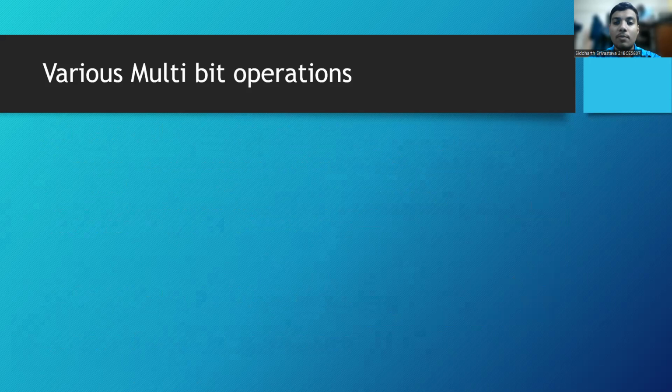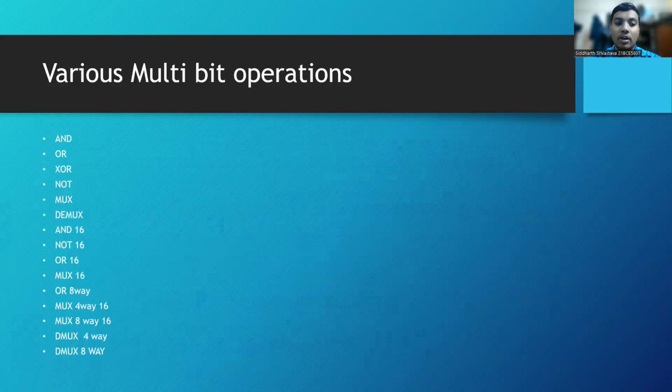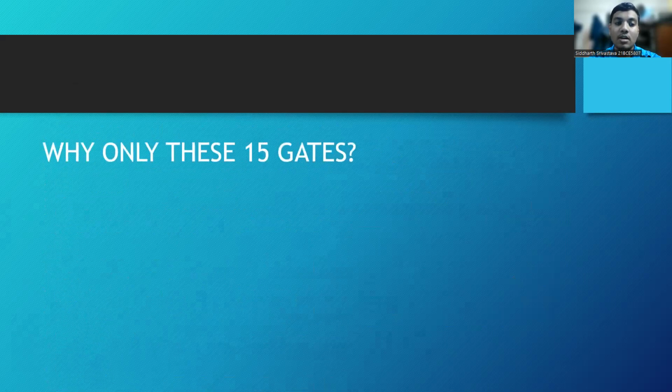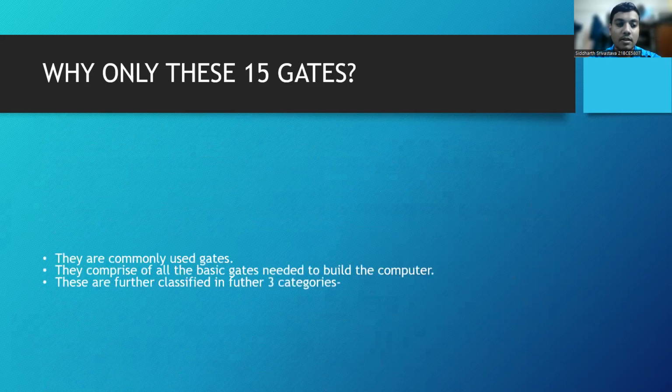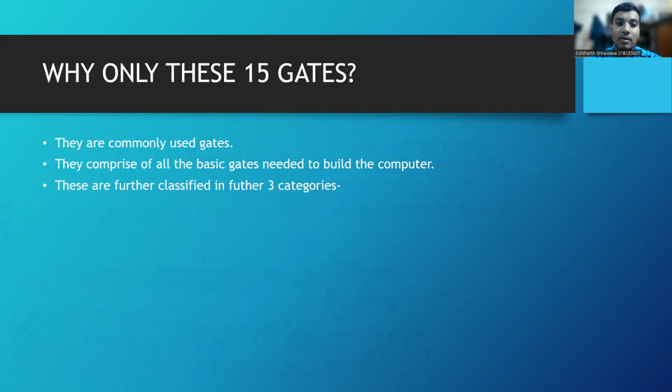So various multi-bit operations we have are AND, OR, XOR, NOT, MUX, DMUX, AND 16, NOT 16, OR 16, MUX 16, OR 8-way, MUX 4-way 16, MUX 8-way 16, DMUX 4-way, DMUX 8-way. So why only these 15 gates we are using? They are commonly used gates. And also they comprise of basic gates that are needed to build the computer.